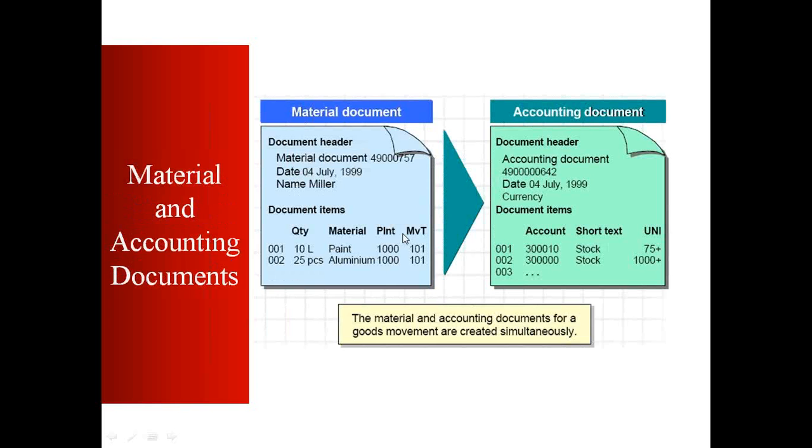So we just covered this one. Material document and accounting document will be created all the time. But the exception is when you do a transfer between stock types like unrestricted, blocked, and quality inspection, it will not create an FI document. Otherwise, it will create the accounting documents.